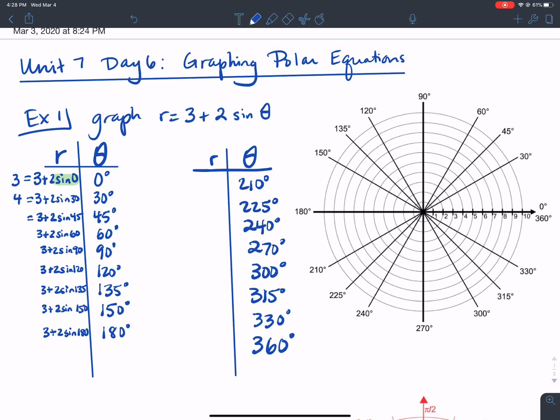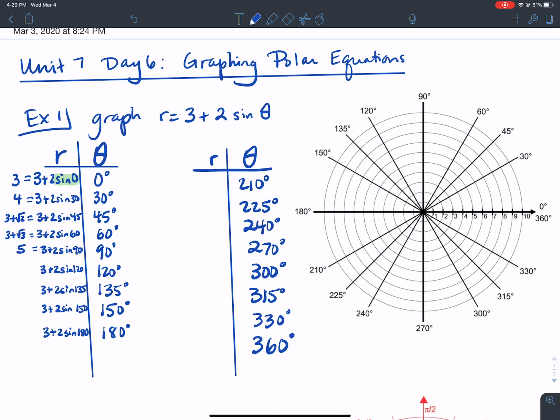Sine of 45 from your unit circle is root 2 over 2, times 2 is just root 2, plus 3 is 3 plus root 2. Sine of 60 is root 3 over 2, times 2 is root 3, plus 3 is 3 plus root 3. And then that brings us to the top of the circle. Sine of 90 is 1, times 2 is 2, plus 3 gives you 5.